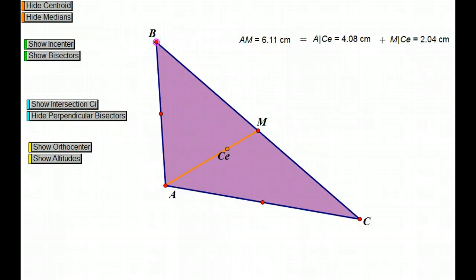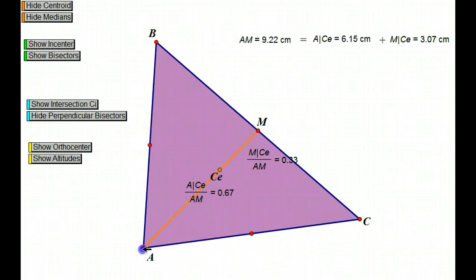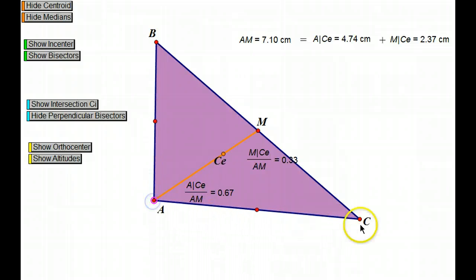But what I want you to take a look at is the ratio. If I take the length of A to CE and divide it by the length of the entire median, it's 0.67. So in other words, the distance from the vertex to the centroid is 2/3 the length of the entire median. And the distance from the centroid to the midpoint is actually 1/3. And this ratio is maintained no matter what type of triangle you have.